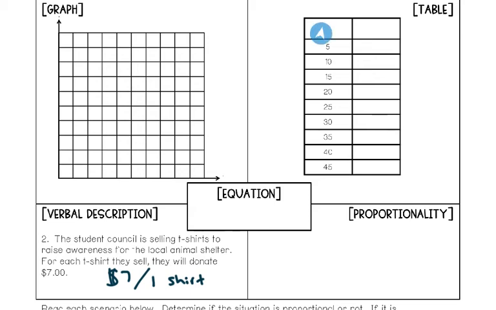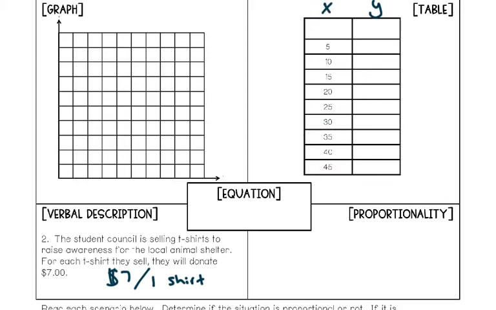So we want to know what's going on here in the X column and what's going on here in the Y column. We know that these are X's and Y's because in a table, the X's are on the left, the Y's are on the right, just like in an ordered pair. We want to think about this like an input and an output situation. So what do I put in and what do I get out?